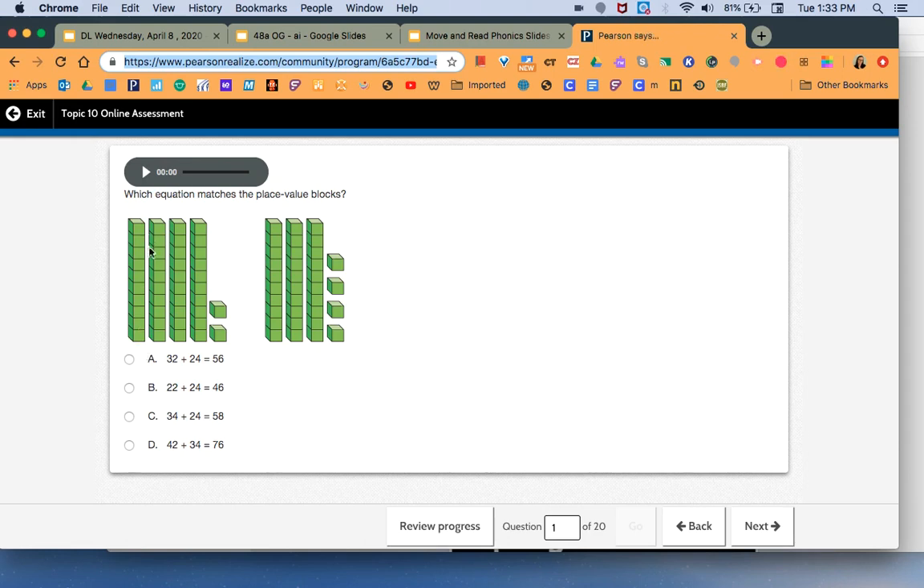So I see my tens. Well, first I got to check to see if I can make a 10. So 1, 2, 3, 4, 5, 6. I cannot make a 10. So I know I'm safe to count my tens now.